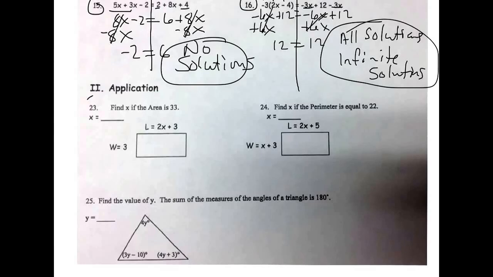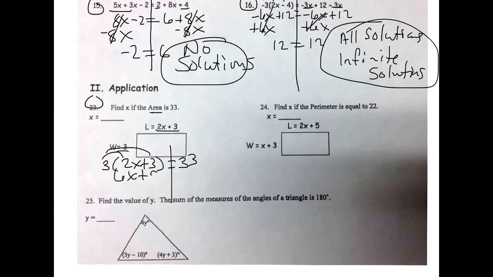Alright, we're going to do number 23. Area is found by multiplying length times width. So we're going to do 3 times 2x plus 3, and that equals 33. Draw my line down, distribute. So that's 6x plus 9 equals 33. Minus 9 to both sides. And I get 6x equals 33 minus 9, which is 24. When it's beside it, I divide it, so divide both sides by 6, and I get x equals 8.